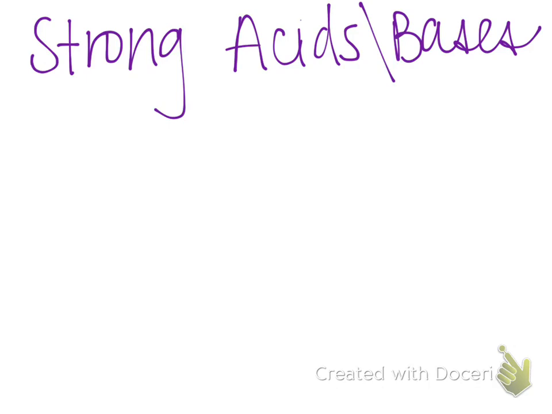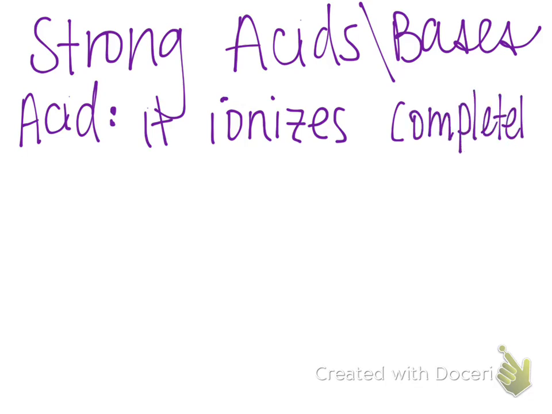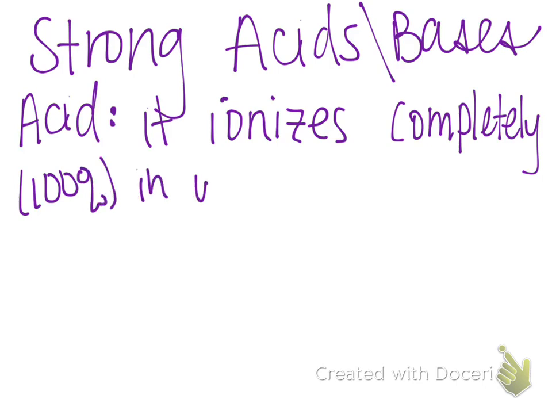Okay, so for an acid or a base to be considered strong, a strong acid, it has to fit this criteria. And the criteria is that it ionizes completely, or 100%, in water. Okay, it ionizes 100% in water. So we're thinking, what does that mean, right? What does ionized mean? Tell me, what does it mean to be an ion?